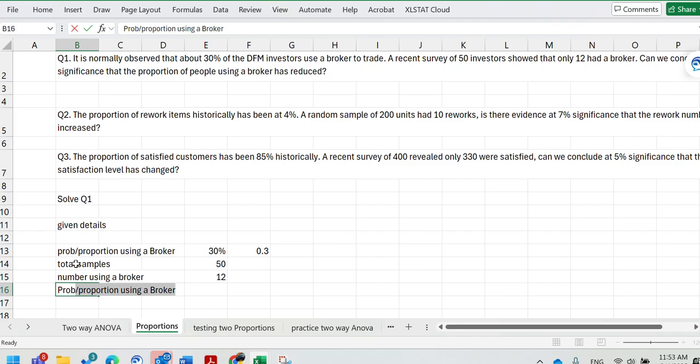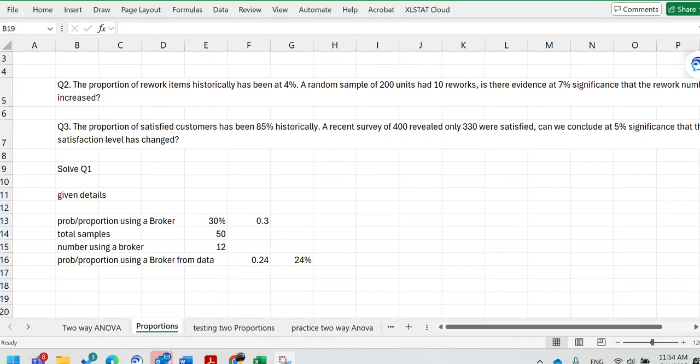The probability or proportion using a broker in the sample from data. We are trying to get this from the data. How do I get it? It is equal to 12 divided by 50. When I divide, 0.24 is 12 divided by 50, because 12 people are using in the sample out of 50 total people in the sample. 12 divided by 50 is 0.24.